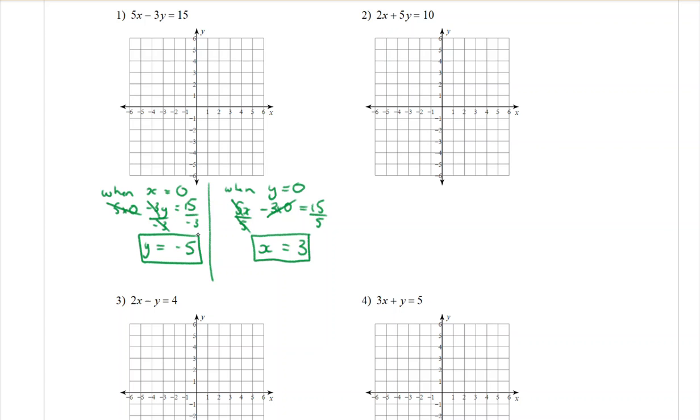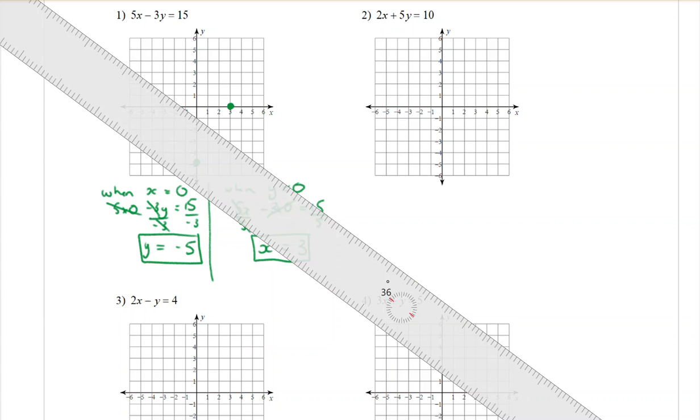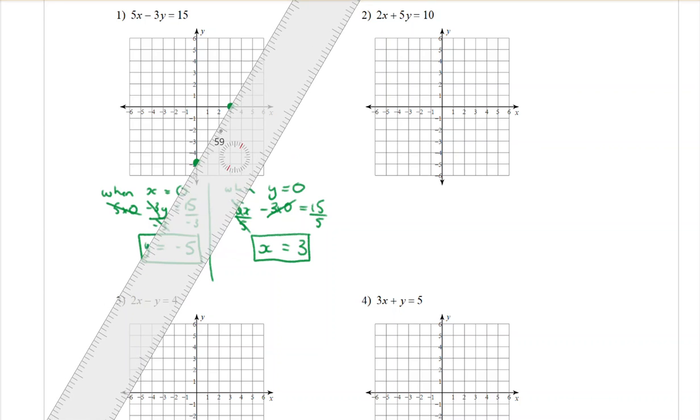If I want to now plot these on my graph, which is the whole goal here, if it says y equals minus 5, I go to my y-axis and I find the minus 5 and I put a dot. So that is my y-intercept, which was when x equals 0. Now for the other one, when x equals 3, I go to my x-axis, I find the 3 and I put a dot. And all I need is those two dots and I can draw my line with my ruler.